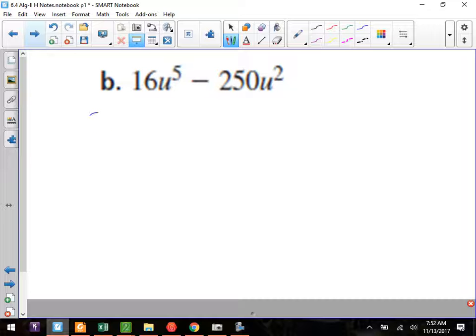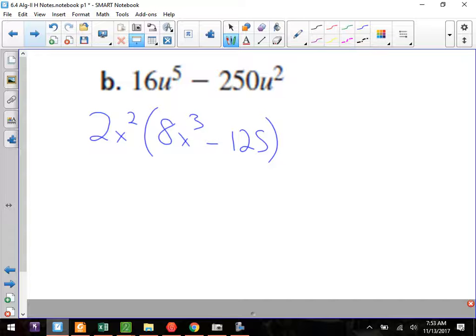So if I take out a 2x squared, I'm left with 8x cubed minus 125. And now you're down to that difference of cubes. Okay? That's the idea a lot of times. You'll do a GCF, then it'll drop to a sum or a difference of cubes. You see this pretty regularly.